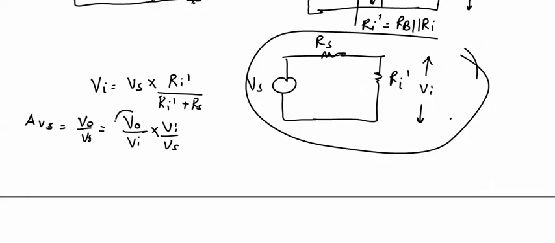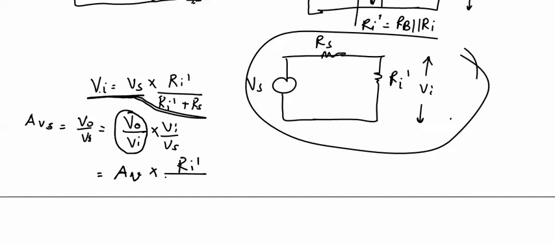Now this V naught upon Vi we have already calculated. It is AV, and Vi upon Vs can be written using this equation. Vi upon Vs is equal to Ri dash upon Ri dash plus Rs. So this is the total voltage gain AVS.